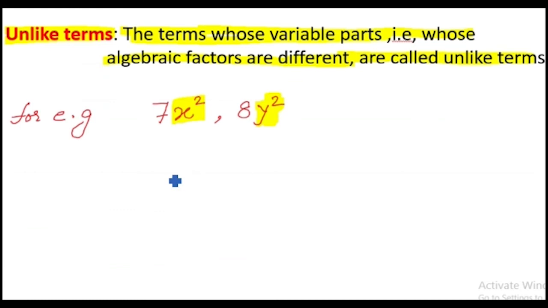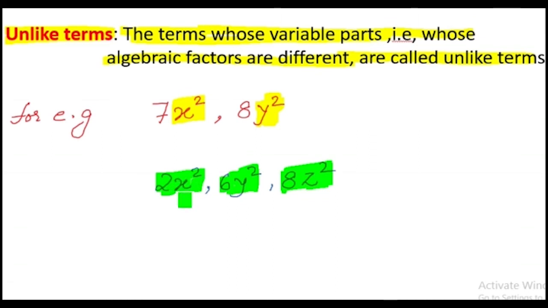Now let us see one more example. 2x square, 6y square, 8z square. Here also the algebraic factors are different: 2x square, 6y square and 8z square. So here the algebraic factors are different. That is why these are also unlike terms.